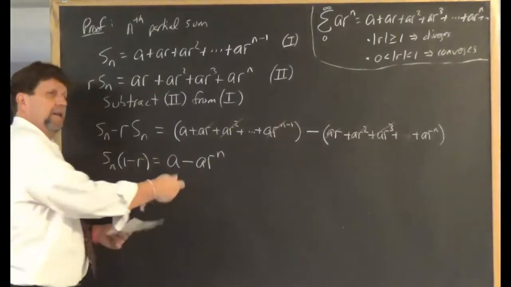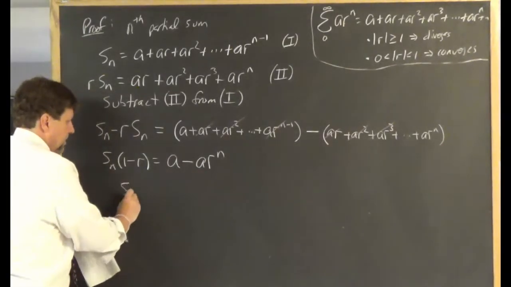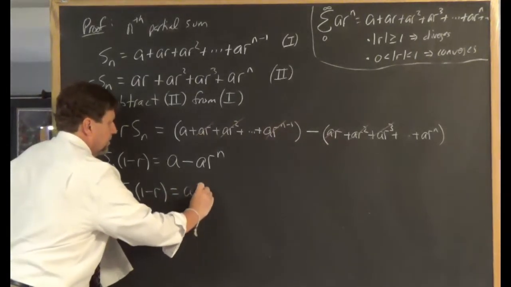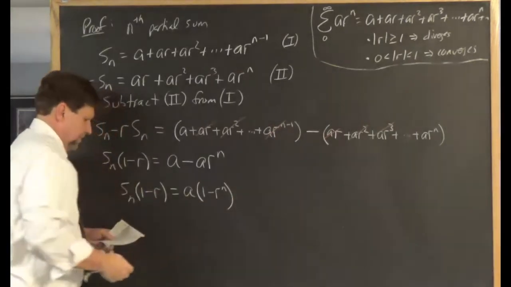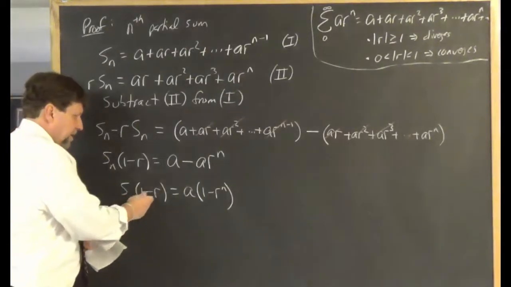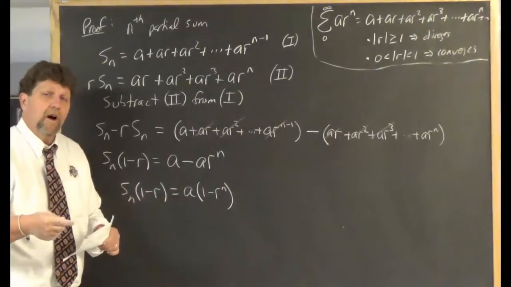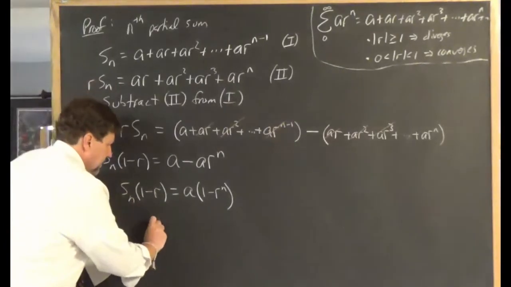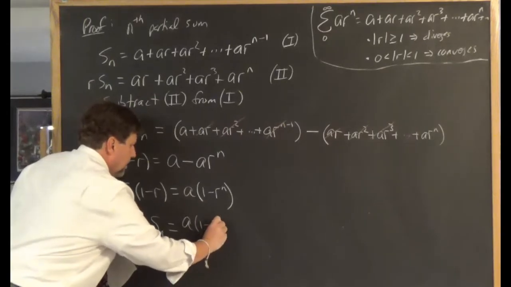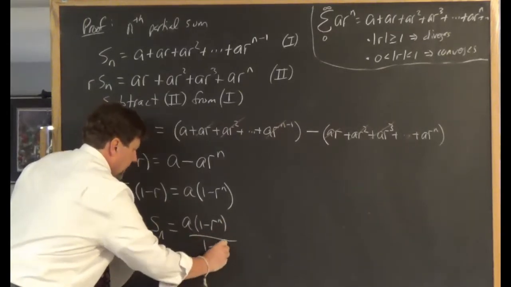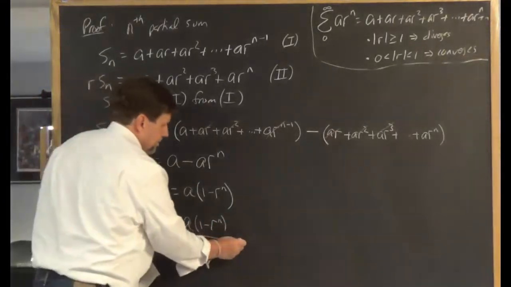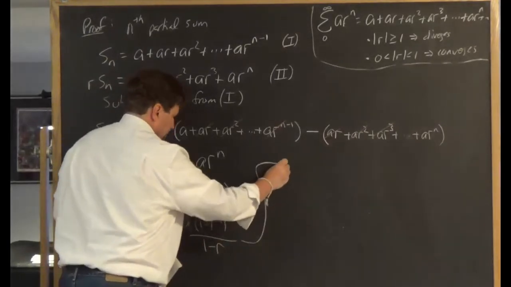In fact, on the right side, it seems like a logical thing to do next is to factor out the A. Okay, now after we factored out the A, we can divide both sides of this equation by 1 minus r. That gives us, here it is, a formula for the nth partial sum. Now I'm going to rewrite this. I'm running out of room, so I'm just going to pull it here.